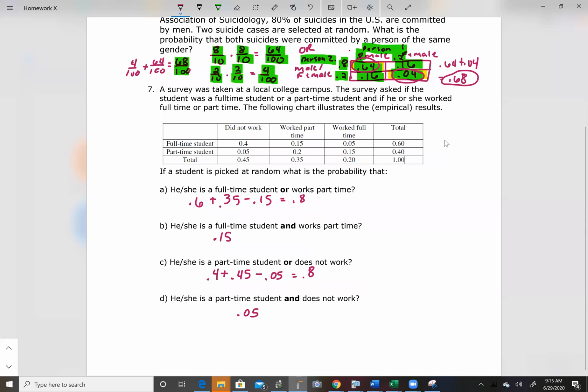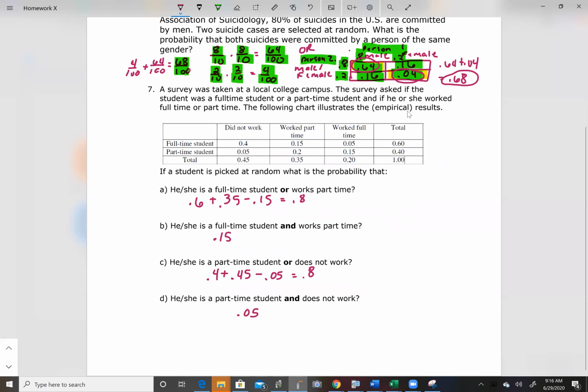Question 7, a survey was taken at a local college campus. The survey asked students if the student was a full-time student or a part-time student, and if he or she worked full-time or part-time. The following chart illustrates the empirical results.